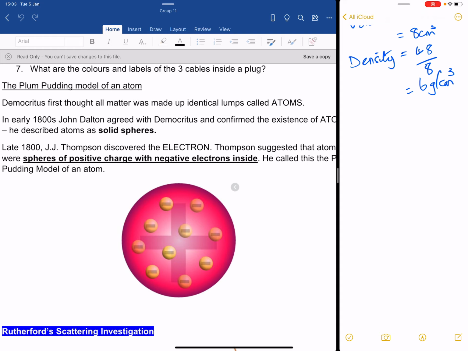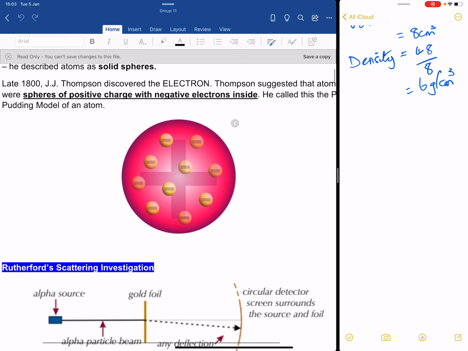Now, the way to describe this for 2 marks, if they say describe the plum pudding model, all you need to say is it's a sea of positive charge with negative electrons inside, and that should get you the 2 marks.